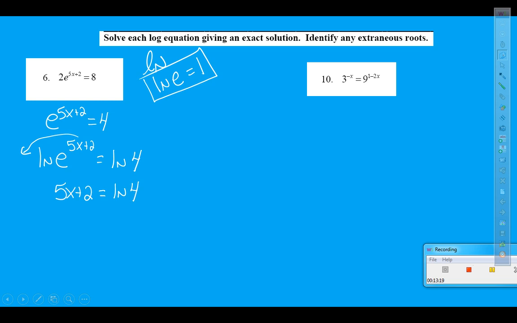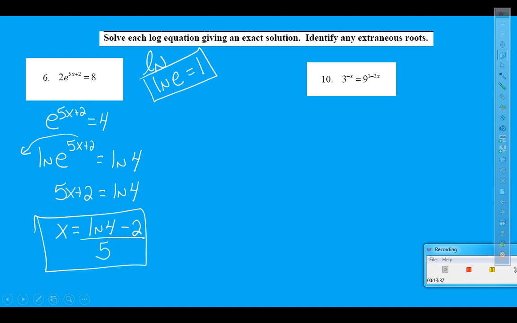To get x by itself, I'm going to call this the natural log of 4 minus 2. You cannot call that the natural log of 2. Got to leave them split up. All over 5. So there's my exact value of that. So E shows up, natural log is going to be used.